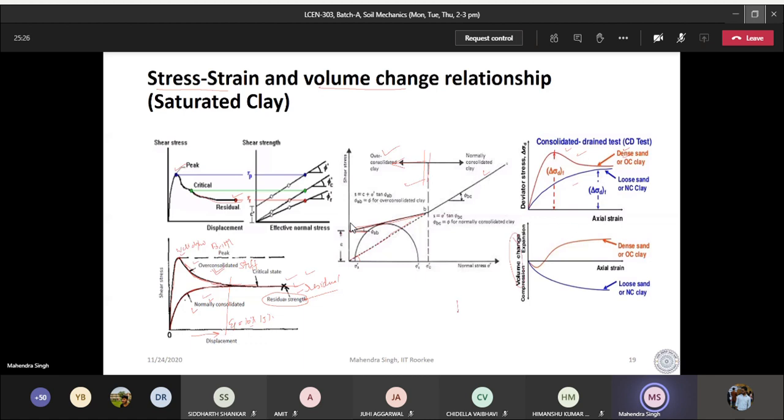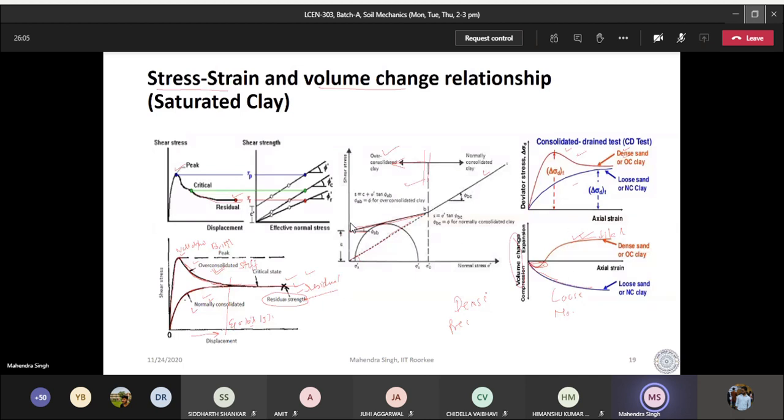If it is dense sand or pre-consolidated clay, please remember, the overall behavior is that volume is going to increase finally. Though initially when you apply the load there will be some decrease, finally the volume is going to be expanding. So we call it dilation. And if it is a loose kind of soil or normally consolidated clay, then it is going to get compressed. So its volume will keep on decreasing.